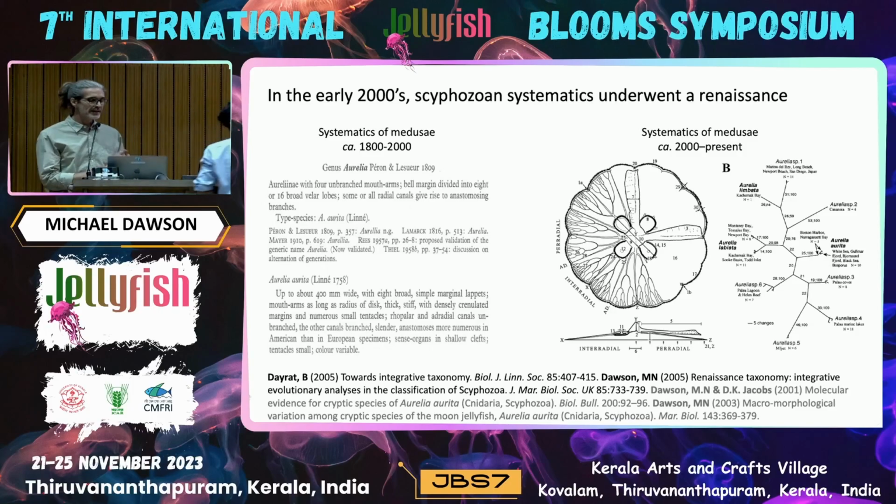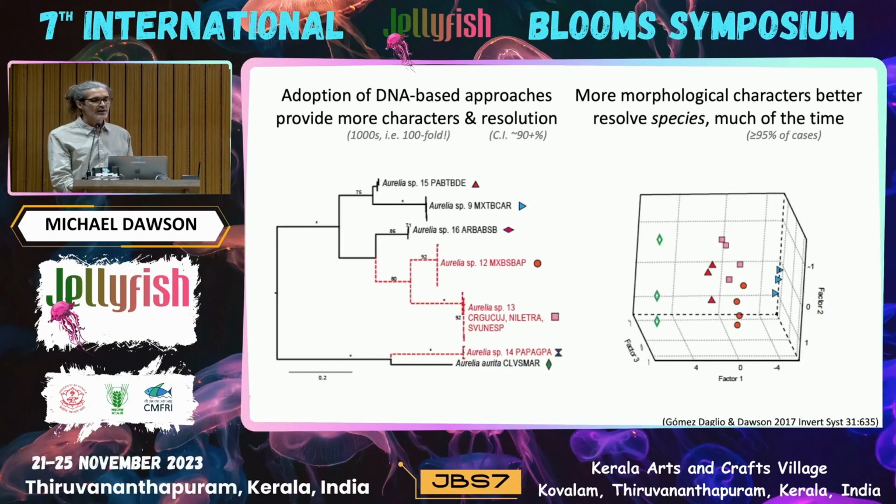So around 2000, we started to introduce quantitative morphometric techniques and molecular data for trying to identify species of Scyphozoans. Not the first to do this in taxa generally, but we tried to introduce it to this group. And it generates really quite remarkable results. This is an example from Aurelia. You've seen this tree already this morning in part.